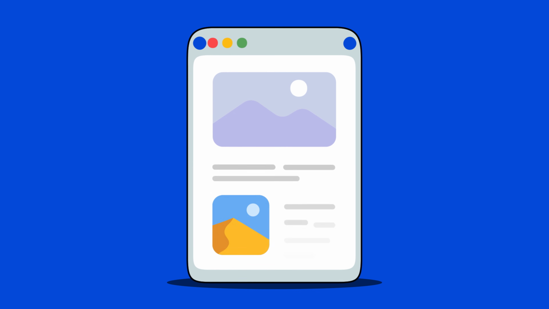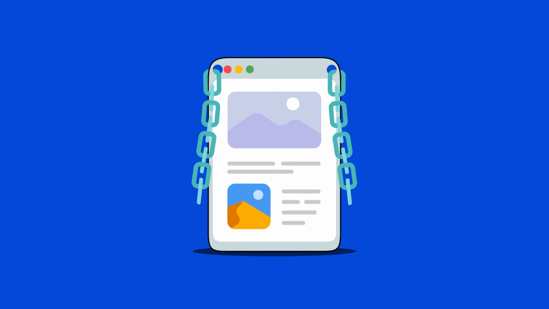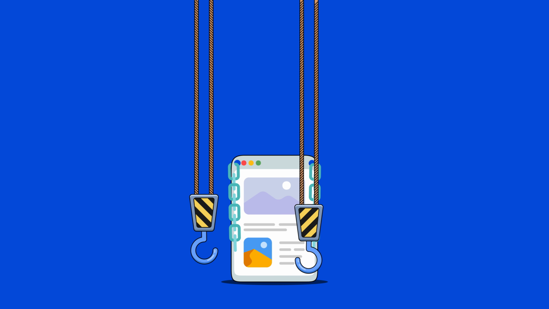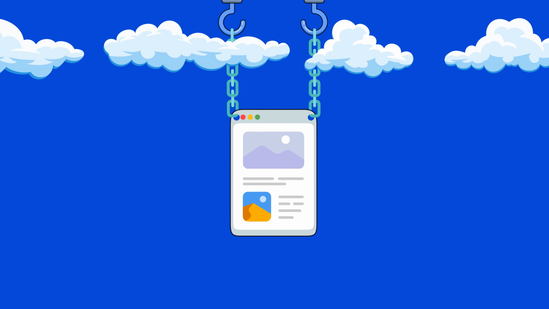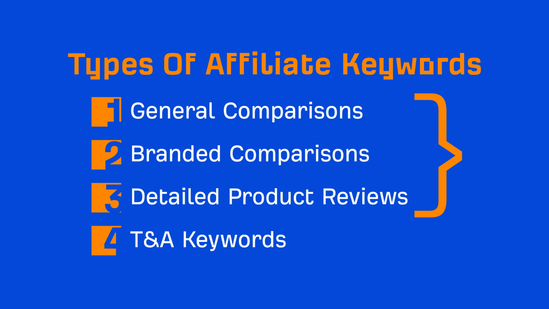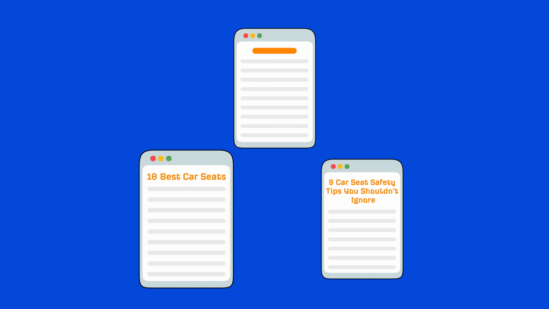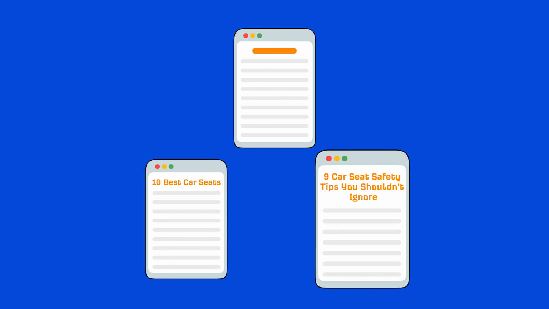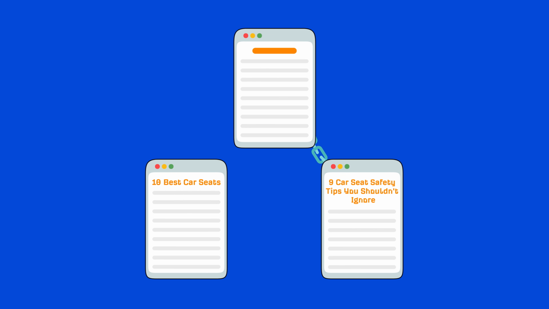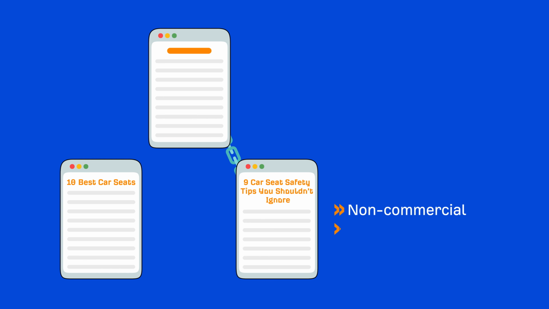Now, in order to rank your pages, you need to have some kind of page level and website authority, meaning you need backlinks. But since all of the keyword types we've discussed so far are commercial in nature, it'll be tougher to get links to these pages. I mean, would you rather link to a post about 10 random car seats or one about car seat safety? Probably the latter, right? Seeing as it's non-commercial and provides more objective value for your audience.